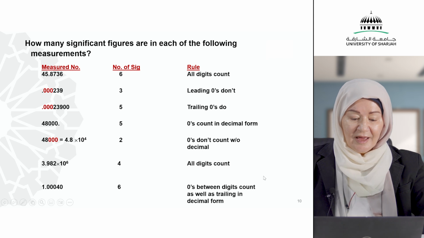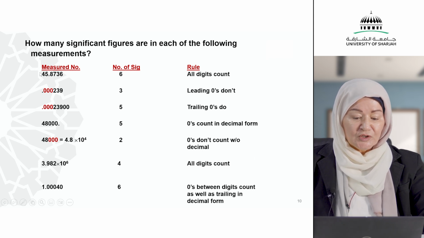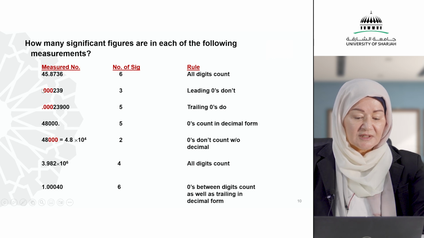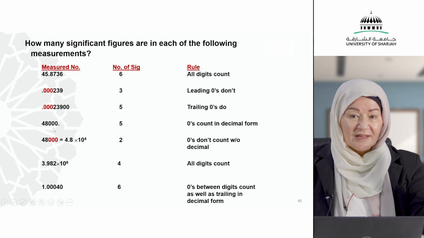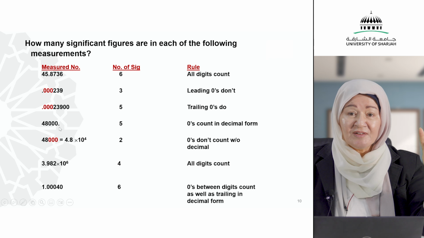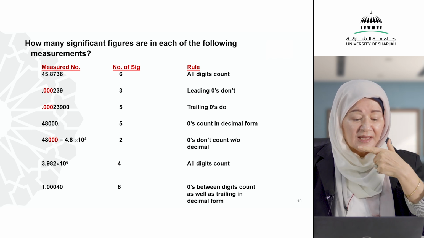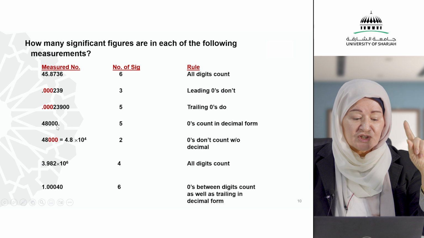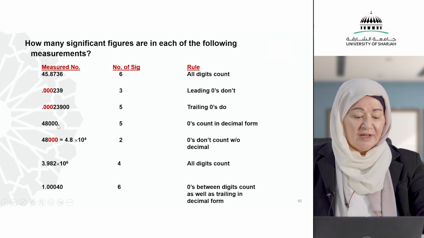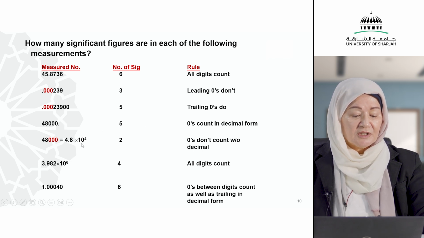Okay, here I have other examples for you. The first one, 6 significant figures. The second one, zeros to the left, not significant, but therefore it's 3. Here I have 5. Here I want you to pay attention to 48,000, but I have a decimal. Whenever I have a decimal, it means I have to check the zeros and count them as significant figures. So here I have them all. I count them: 5 significant.